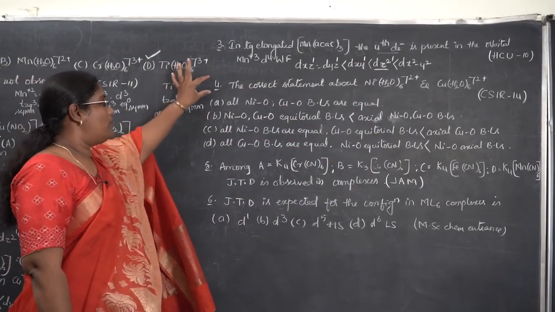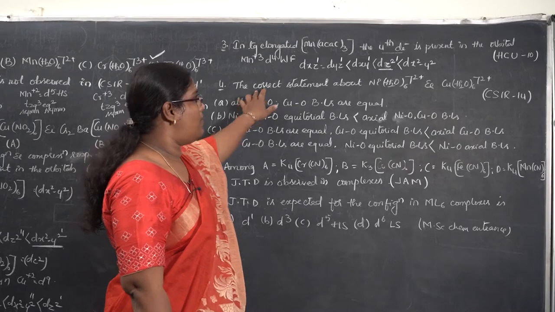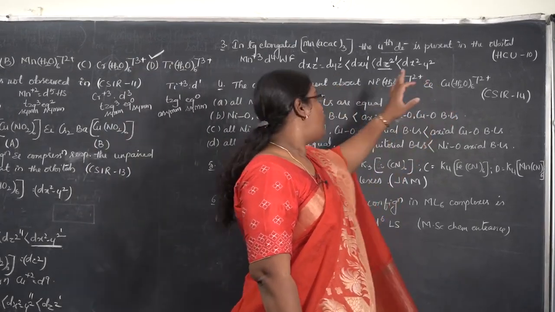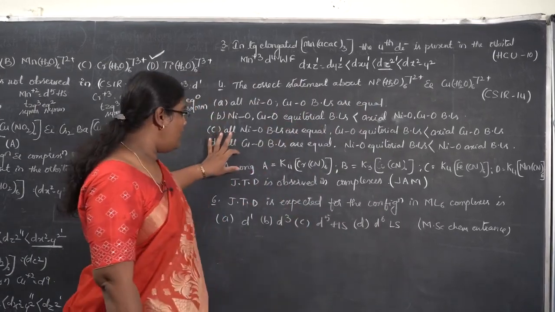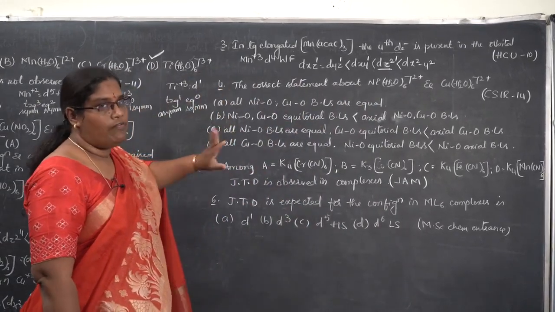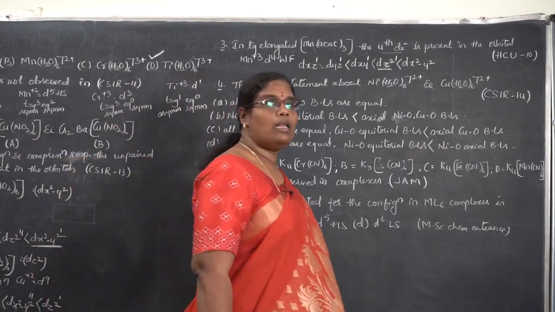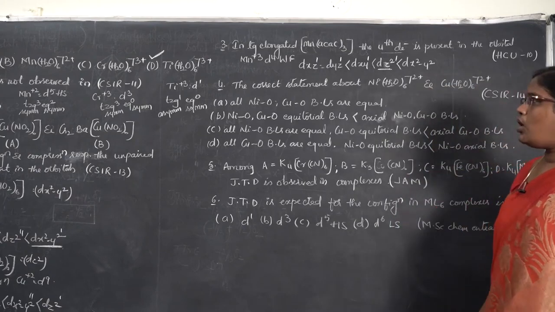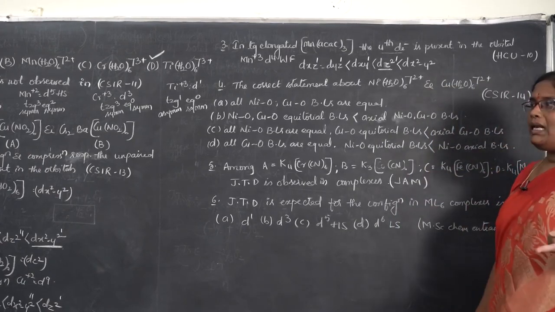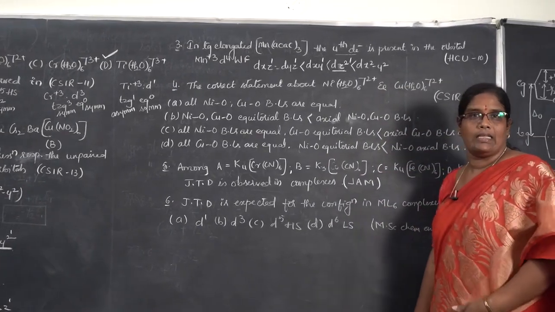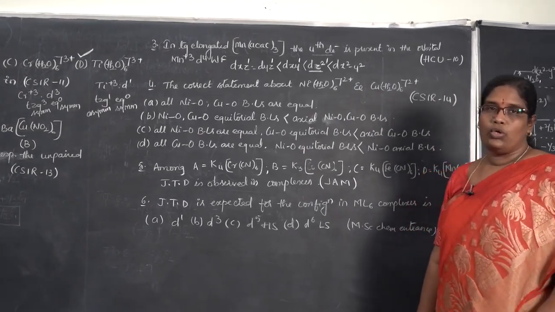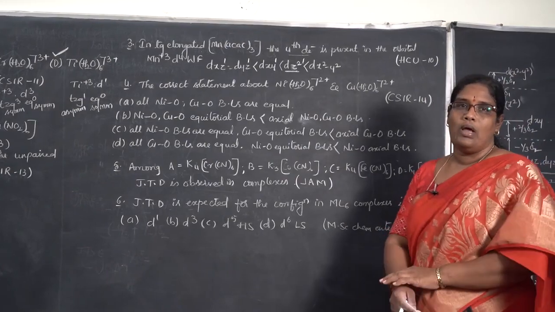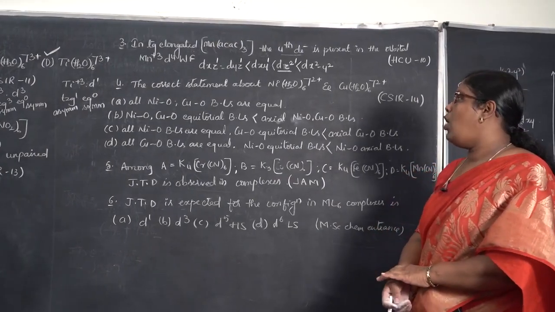And the next question, what is the correct statement regarding the complexes nickel and copper? So what he is saying, he is comparing in terms of bond lengths. If there is no distortion, all the metal ligand bond lengths will be similar. If there is distortion, either 2 metal ligand bond lengths will be longer than the remaining 4, or the 2 metal ligand bond lengths will be shorter than the remaining 4. Accordingly, we should find out the option.